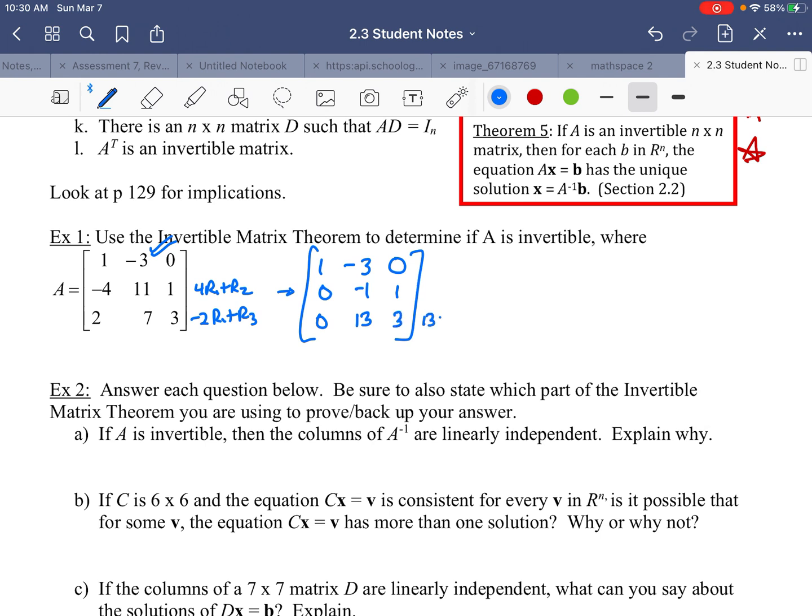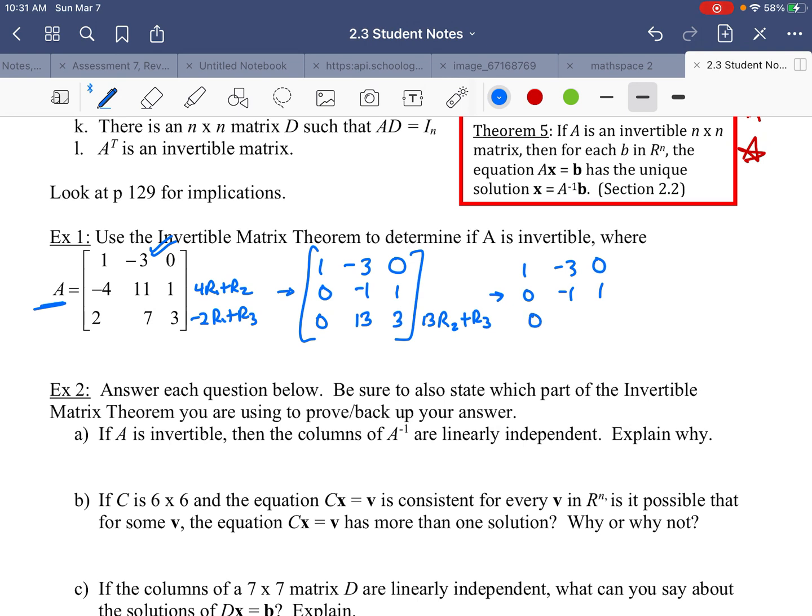I can already tell that the last 2 rows are not multiples of each other, so it is going to work out. But we'll do 13 times row 2 and add it to row 3. Okay, so 1, negative 3, 0, 0, negative 1, 1. And if you put this matrix A in your calculator and row reduced it, it's going to come out to the identity matrix when we row reduce it, like reduced row echelon form. So that would be a little bit boring every time. So we'll just do these few steps on our own.